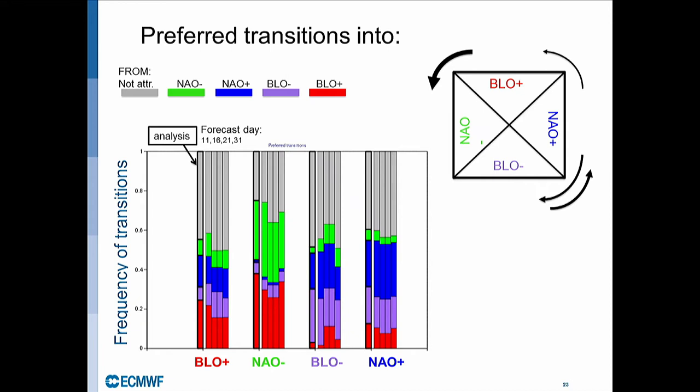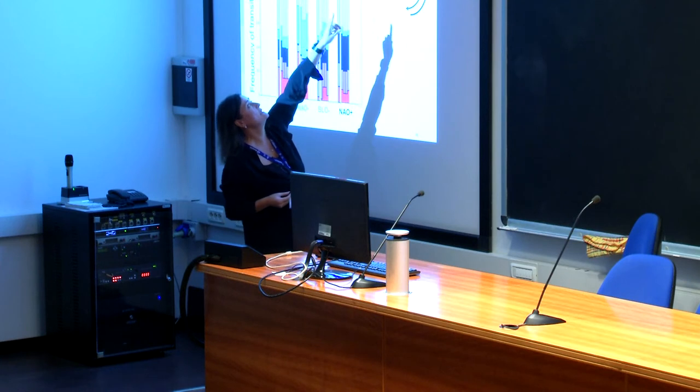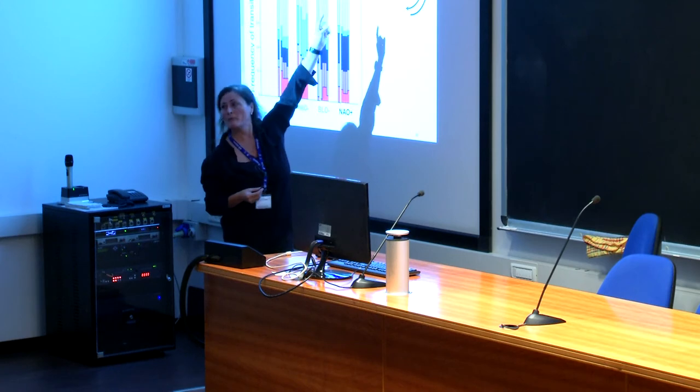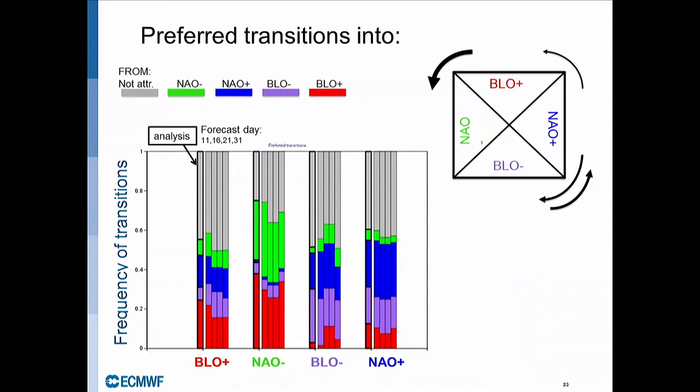So it tells you that basically most of the situations in which you go into a negative NAO are coming from blocking. So it's really the typical evolution into a Greenland blocking is a Scandinavian block. And then you can study as much as you like. But I think this is again an important fact, the fact that you have to check whether we have strong biases in the model.